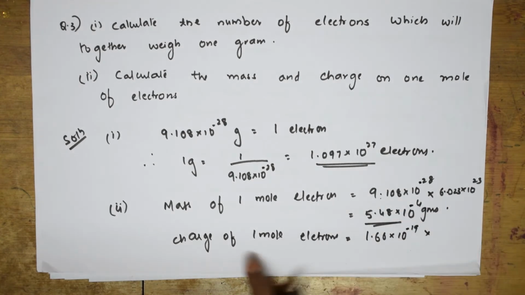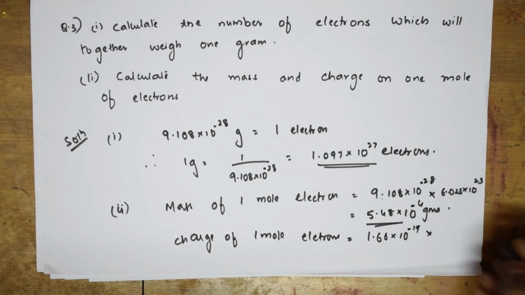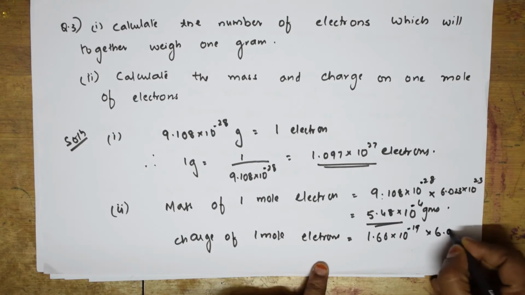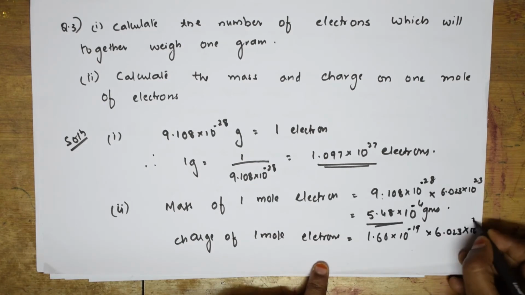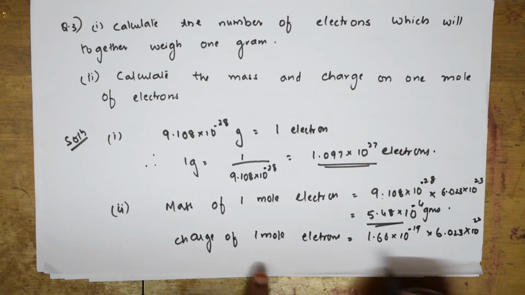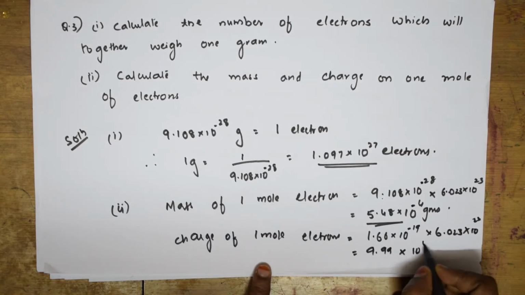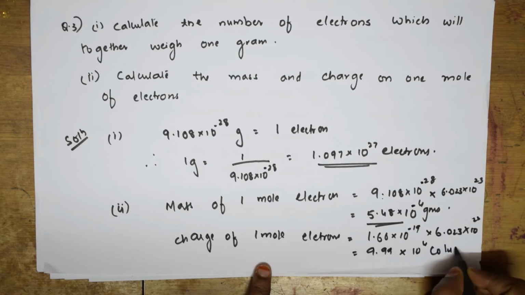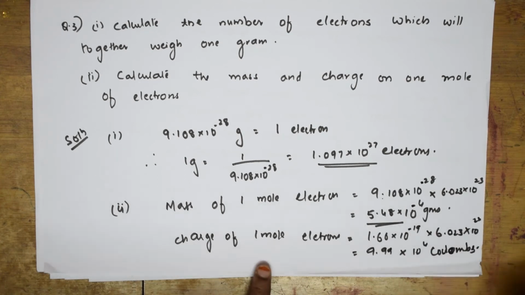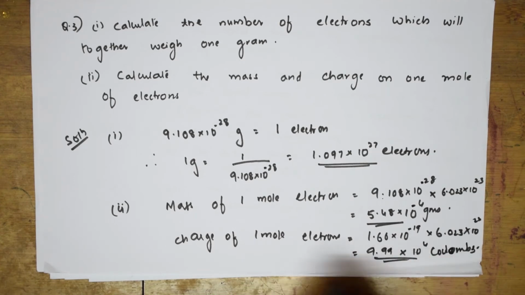Now the charge of 1 mole of electrons, I said. So you need to multiply again with the Avogadro number, that is 6.023 into 10 raised to the power of 23. When you multiply, you get an answer of 9.99 into 10 raised to the power of 4 coulombs. Because this is a charge, you need to write it in coulombs. The spelling is C-O-U-L-O-M-B. So I hope this concept is clear. I calculated this for 1 gram, then the mass, then the charge.